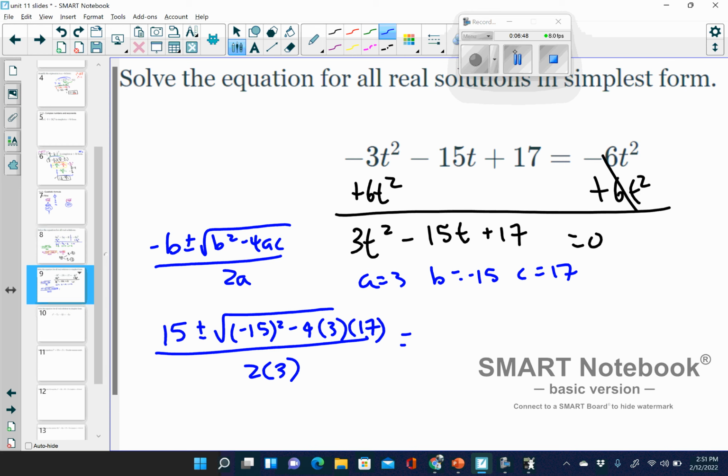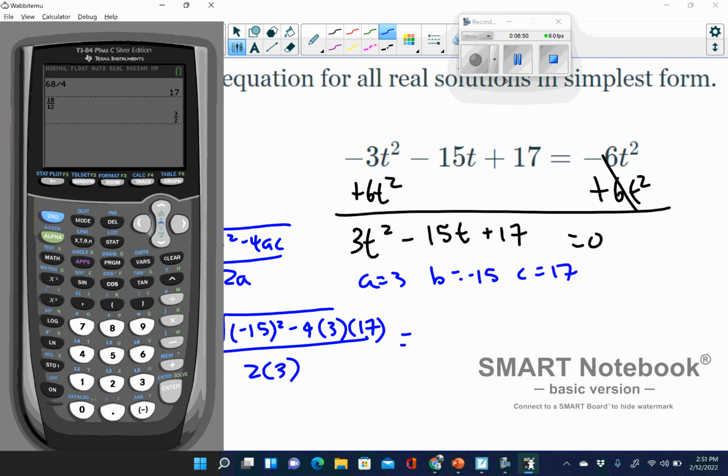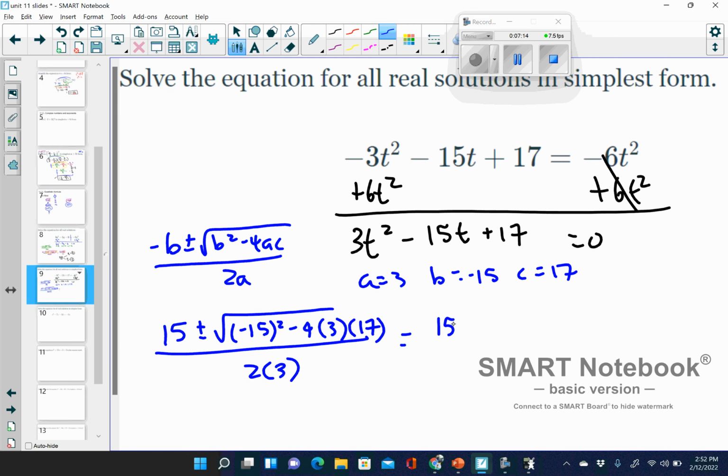We're going to plug all of that into the calculator. This is what I mean when I say we're going to plug it into the calculator. Parentheses, again, without the radical sign. Parentheses, negative 15. We're going to square that. Minus 4 times 3 times 17. You're going to hit enter and you're going to get 21. Okay. So second answer is going to be 15 plus or minus the square root of 21 over 2 times 3 is 6.